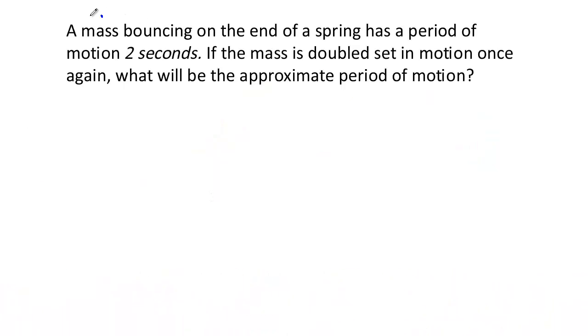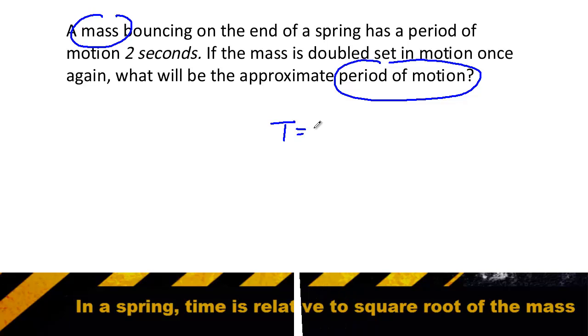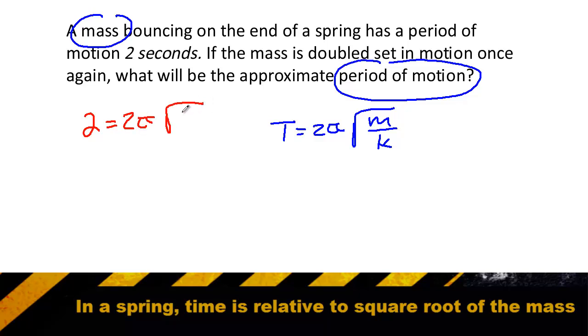So this problem describes a mass bouncing on a spring, and they're asking about the period of motion, or the time it takes to complete a full cycle. So we're likely going to use the equation that time is equal to 2 pi times the square root of the mass of the spring divided by the spring constant k. So we could write the equation that 2 seconds is equal to 2 pi times the square root of m divided by k. Then the question asks, what happens when you double the mass?